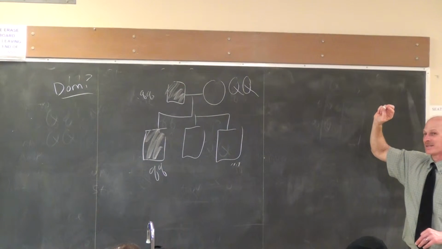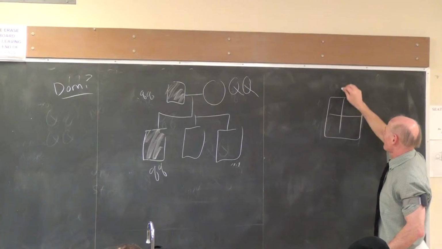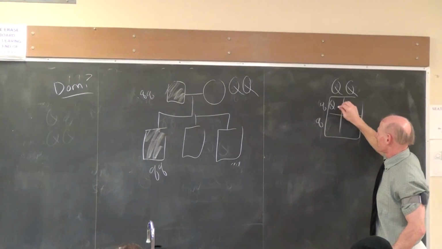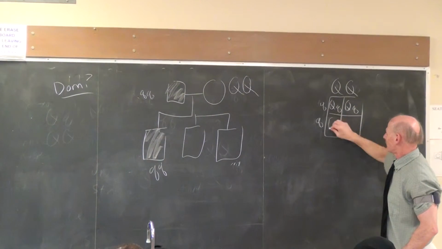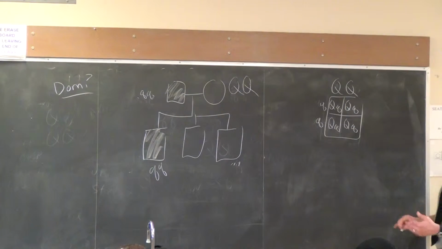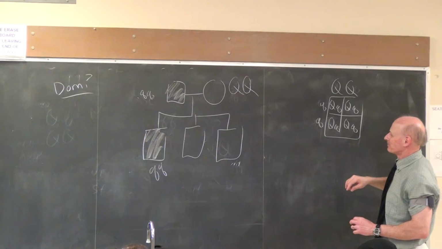Anything? No, because if you do that Punnett square, they can't have any diseased kids. Everything's going to be big Q, little q. And that's not consistent with the chart. One of the kids does have the disease. So what should mom be?